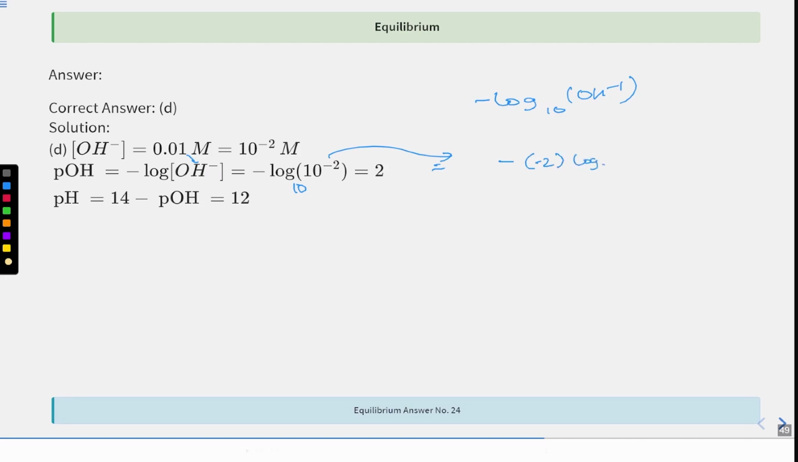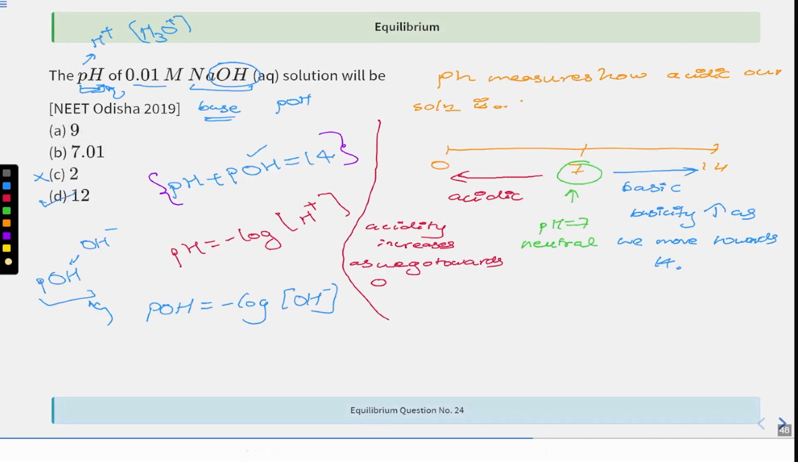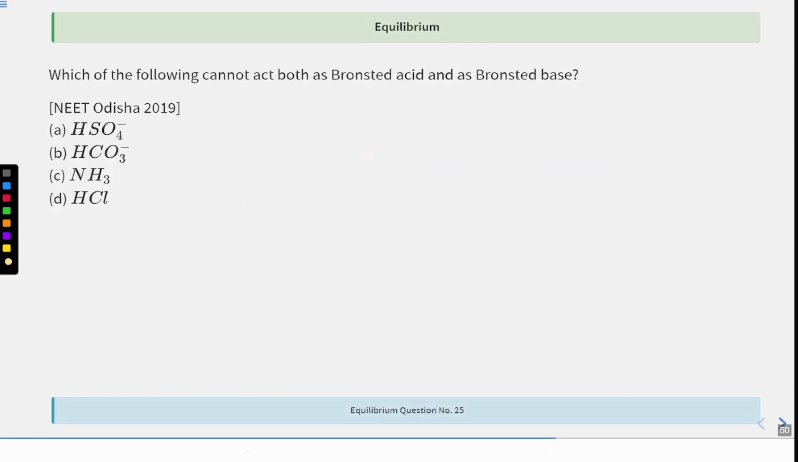Minus 2 log 10 base 10. And we know when your base and this part become equal, this whole thing becomes equal to 1. Minus into minus is 2. So if our pOH is 2, pH will be 14 minus pOH, and that is going to be 12. So we can see that it is a very highly basic solution, that is 12. A very simple calculation of pOH again over here. Let's see the next question.